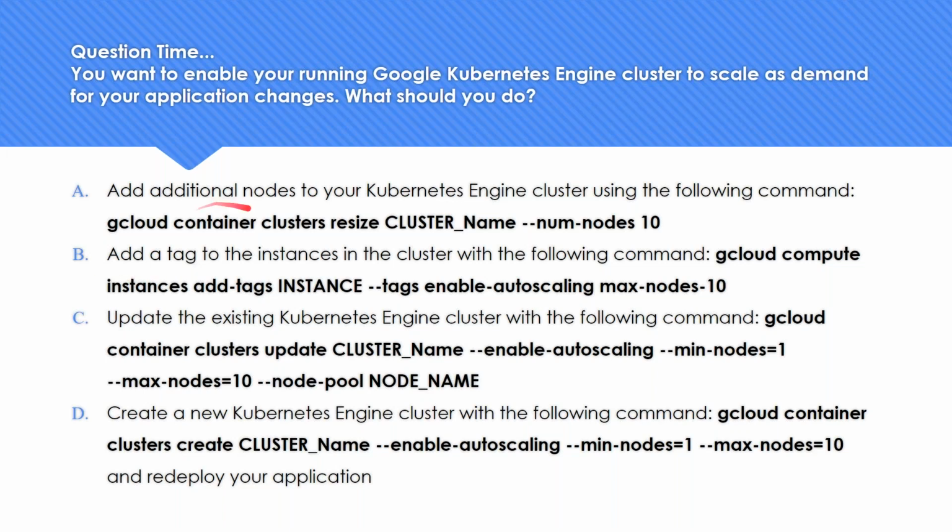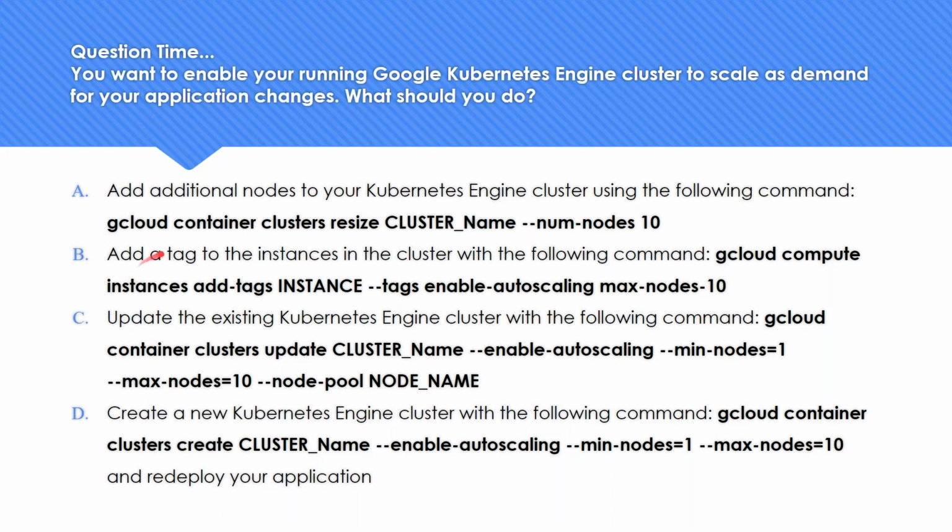Add an additional node to your Kubernetes cluster engine using the following command. So this is going to resize it. This is going to have a fixed number 10, which is more traditional. This is manual scaling, as Anil B mentioned. So manual scaling can definitely fulfill it, but it is not on demand. It's fixed. Even if there's no load, 10 virtual machines, 10 worker nodes are going to be there. So it is not an efficient way. So A gets ruled out.